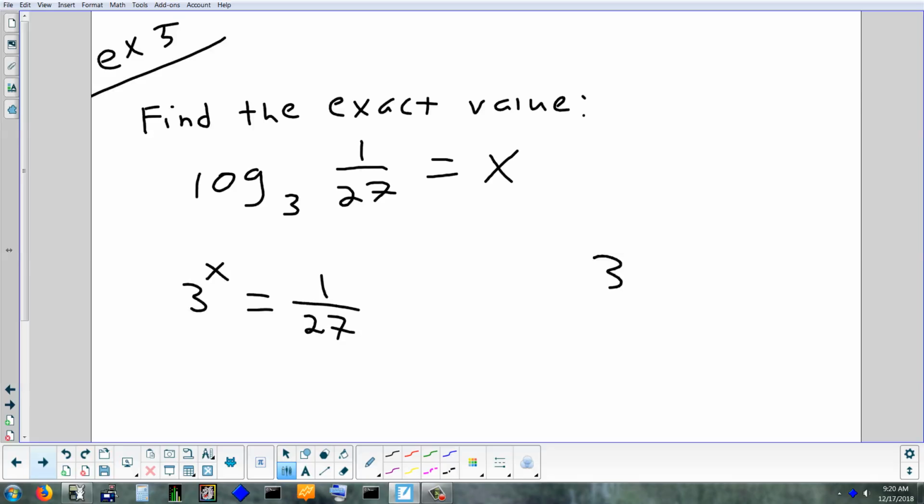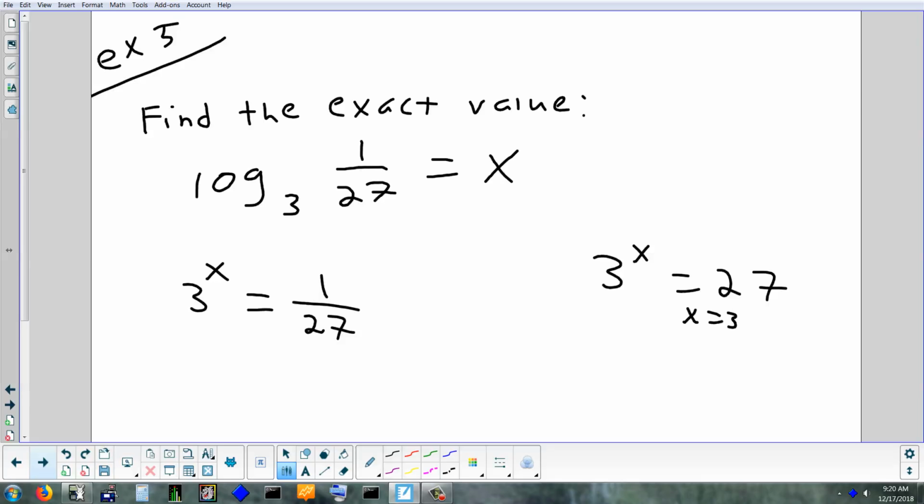Well, start with this one. This isn't the same answer, but it's very close. 3 to what power would give you 27? 3. 3 to the third power means 3 times 3 times 3, which is 27. So the answer to that problem is 3. The answer to this problem is not 3.